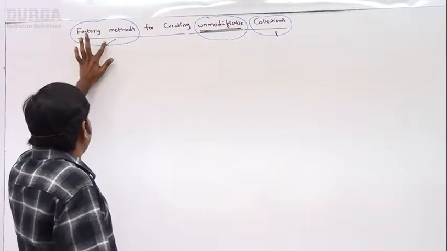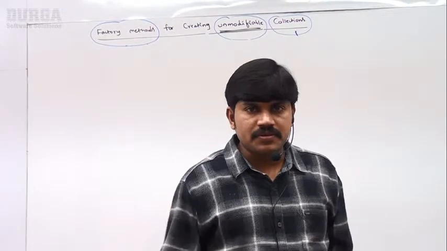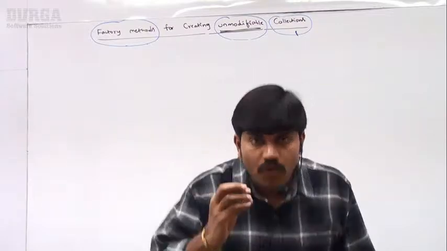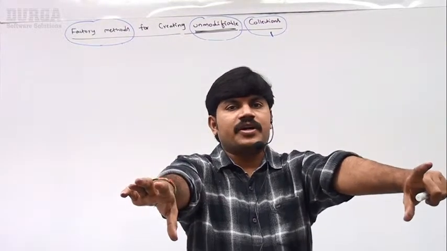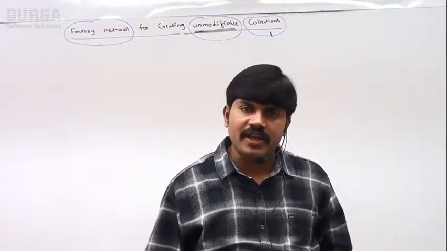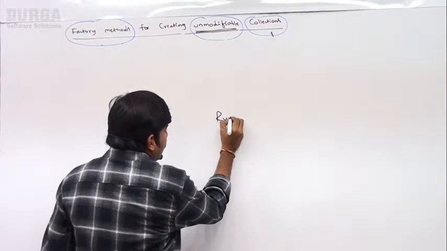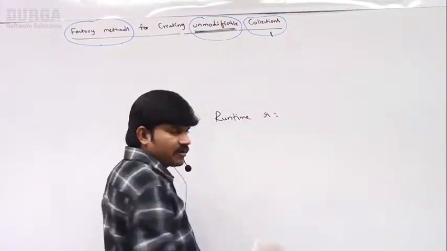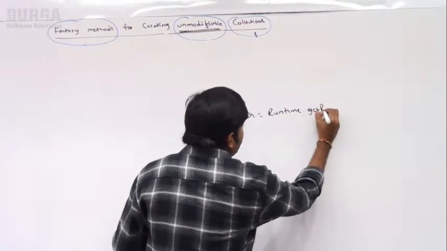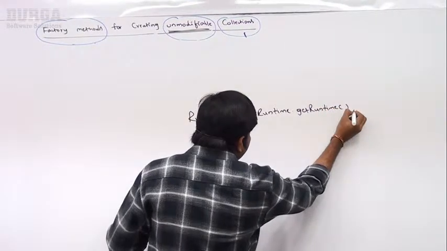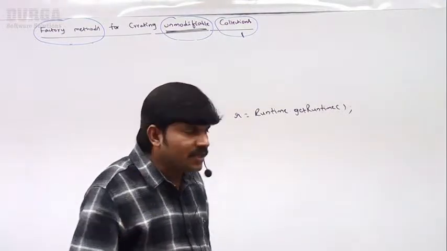Sir, what is the factory method? Very simple. If you want to create a runtime object, in Java, my Java application wants to communicate with the JVM, and a runtime object is required. In our core Java classes, in garbage collection, somewhere I covered this. If you want to get a runtime object, what is the way? Can you please observe that? Runtime r = Runtime.getRuntime(). If you want to get a runtime object, this is the way.